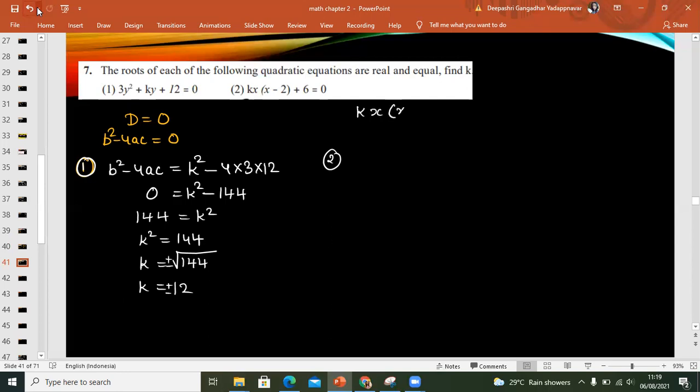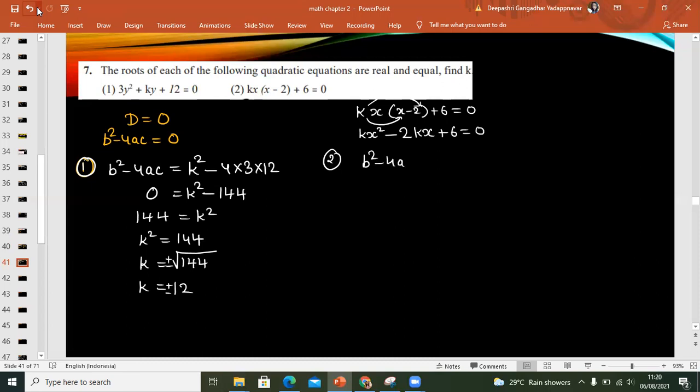So kx into x minus 2, plus 6 equals 0. Let me multiply this kx inside. It will give you kx square. And then k multiplied by negative 2 gives you minus 2kx, plus 6 equals 0. Now you can see that it is in the form of a quadratic equation, and it is easy for us now to write the formula or substitute those values in the formula.